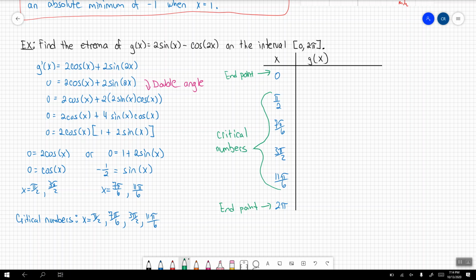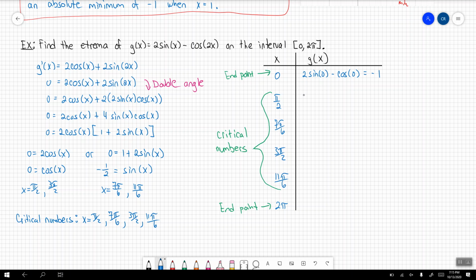All right, so let's start evaluating these specific numbers. The endpoint first, g of 0. We're going to make the substitution. We get 2 times sine at 0 minus cosine of 0. 2 sine of 0 is 0, but minus cosine at 0. Cosine at 0 is 1, and we're subtracting it, so this must be negative 1.